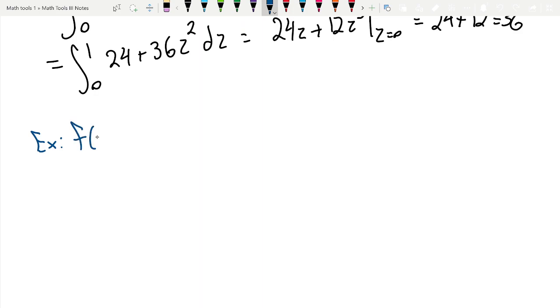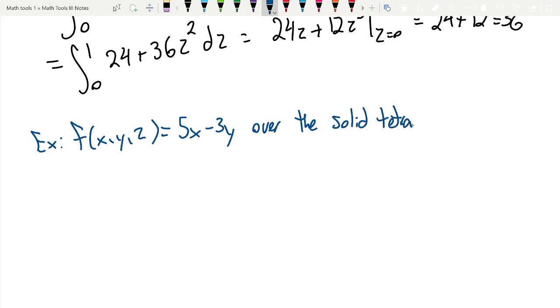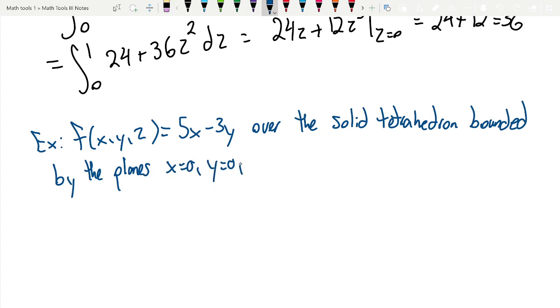So this one we want to evaluate f of x, y, z equals 5x minus 3y over the solid tetrahedron, which is like just a three-dimensional four-sided surface of some sort, I'm assuming, bounded by the planes x equals 0, y equals 0, z equals 0, and x plus y plus z equals 1.